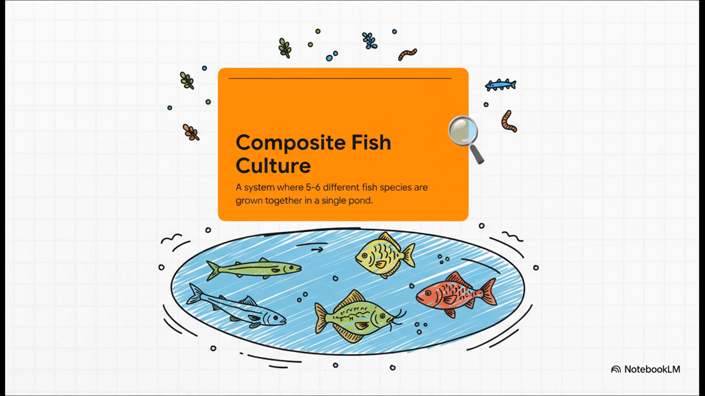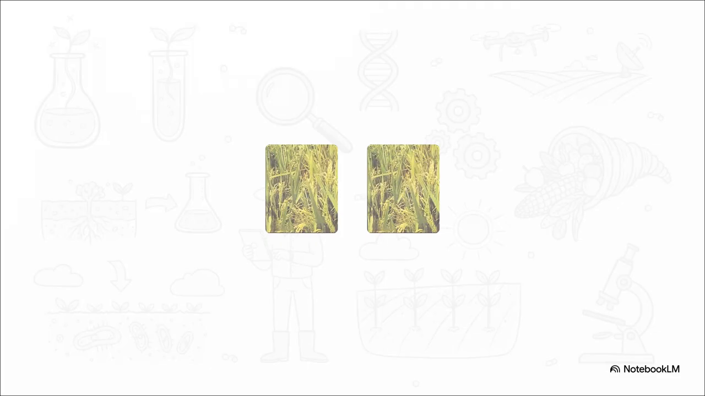But won't they fight with each other for food? Let's see how this works. Well, the secret is that we choose fish species that have different food habits. For example, the catla fish feeds on the surface of the pond, the rohu feeds in the middle zone, and the mrigal is a bottom feeder. This way, all the food available in the pond at different levels is used up, and the fish do not compete with each other. It's a very clever system.